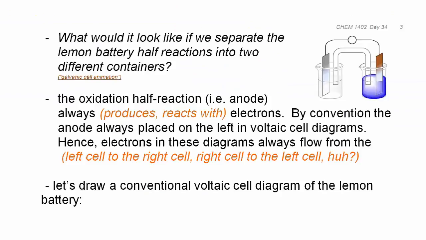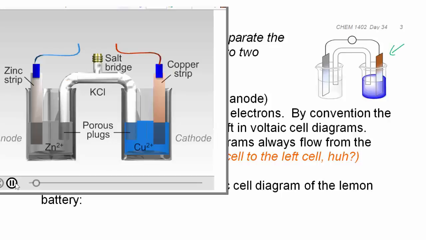So what would it look like if we separated the lemon battery half reactions into 2 different containers? Okay, something like this. Let's take a look. A galvanic cell consists of 2 half reactions connected by a salt bridge and an external wire. In this example, a zinc metal electrode is oxidized to zinc ions at the anode, and Cu2+ is reduced to form copper metal at the cathode.